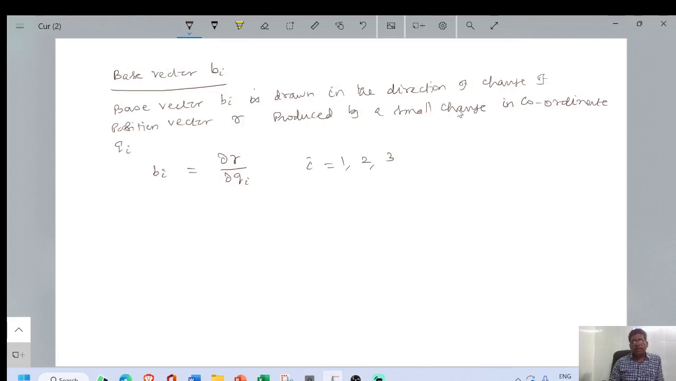The base vector Bi is drawn in the direction of change of position vector r produced by a small change in the coordinate qi. With respect to the change in the value of qi, the r value is changed. Suppose i equal to 1, q1. With respect to the change in the value of q1, the position vector r is also changed. That is called the base vector. The base vector need not be a unit vector.